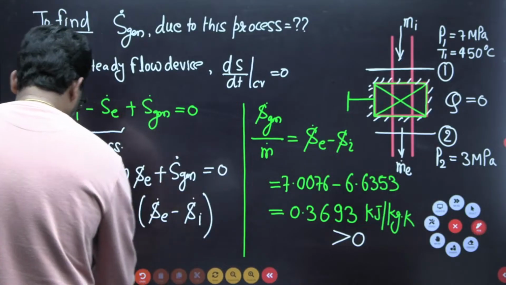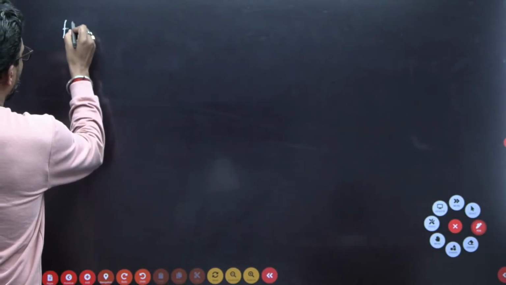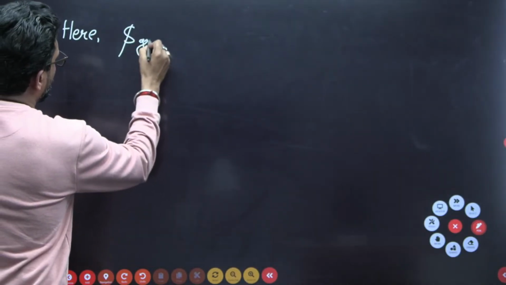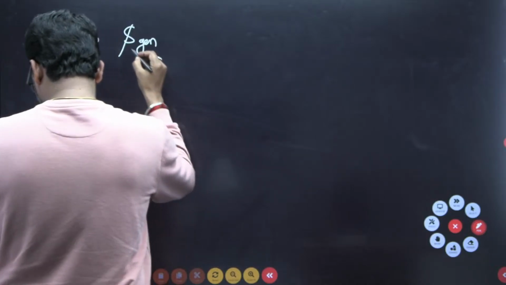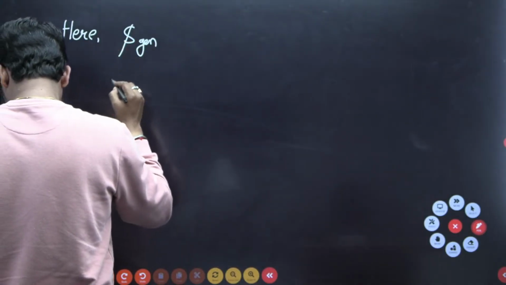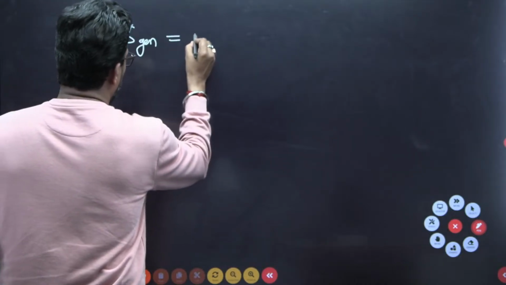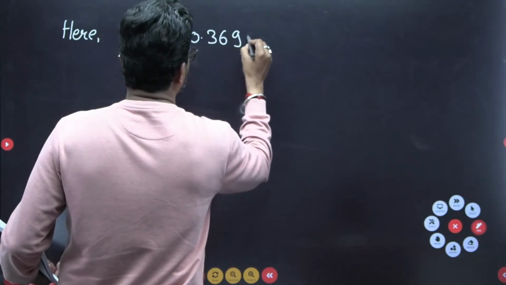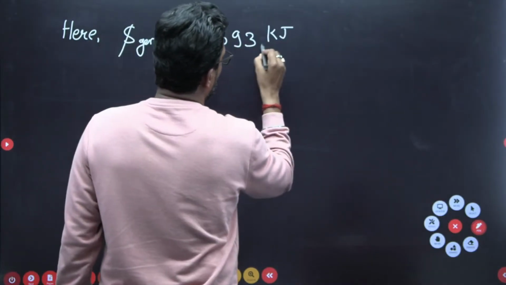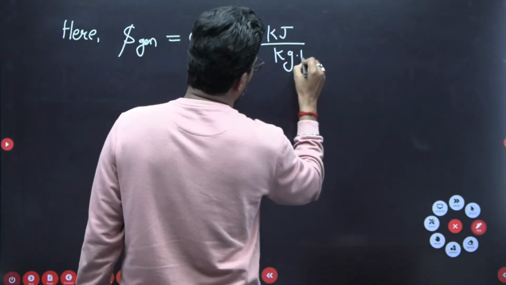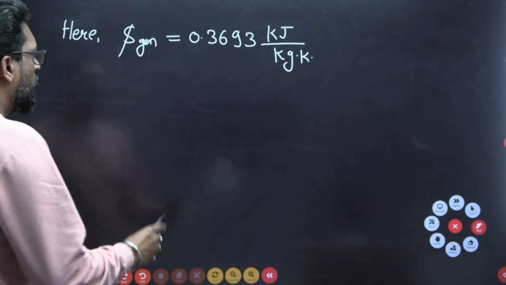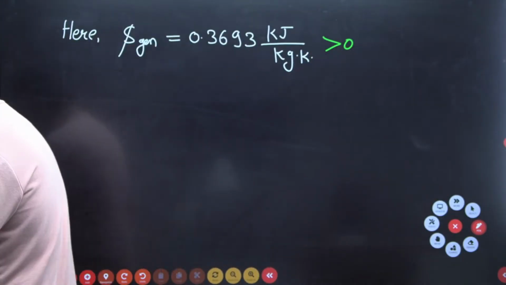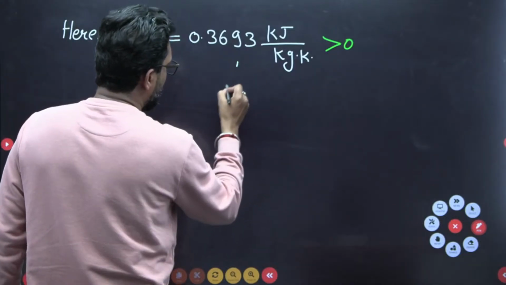So here, S generation, the rate of entropy generation on a mass basis, is equal to 0.3693 kilojoule per kg Kelvin. So this is a specific rate of entropy generation. Now this is greater than 0. Why will the entropy be generated? Why is this greater than 0?